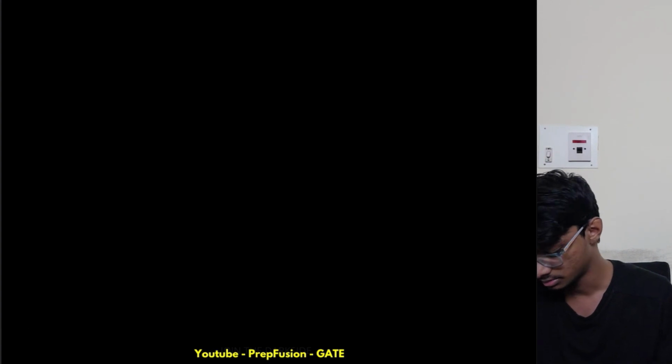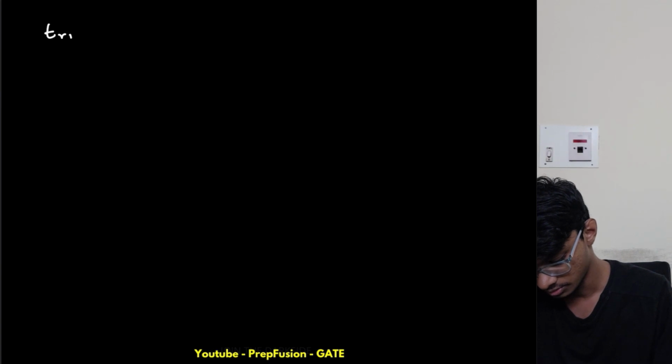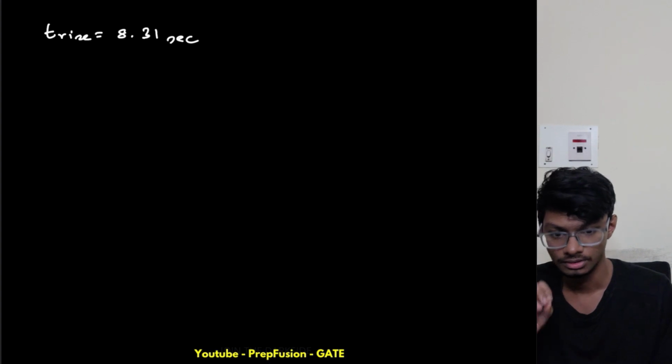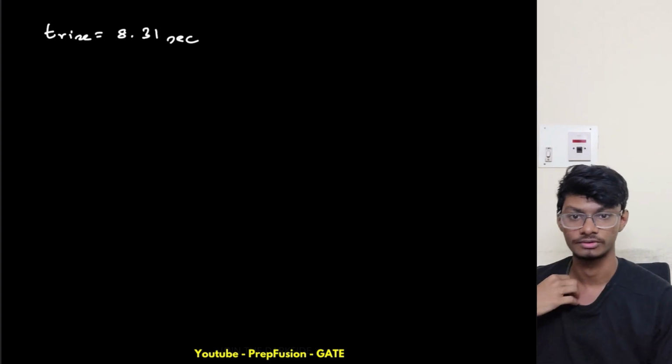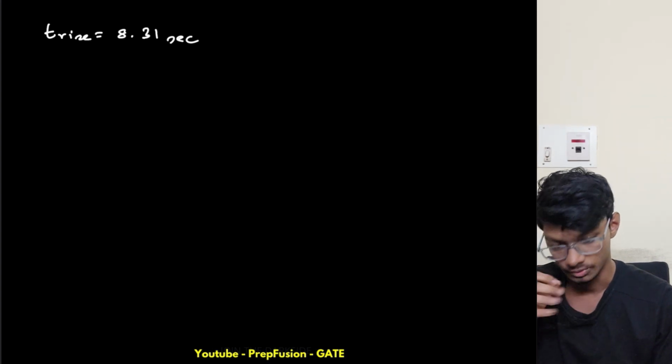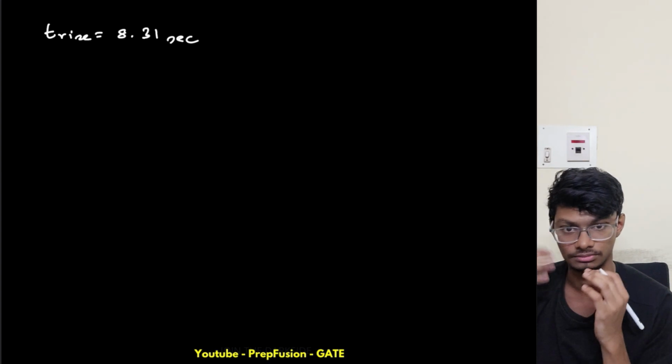It's written on the copy, so it basically comes out to be somewhere around t rise equals 8.31 seconds. Keep in mind, you have to use your GATE calculator. Whenever you're solving questions, always use your GATE calculator. Don't use anything else, because that will help you precisely in the real exam. If you don't practice from now, you won't be able to practice at the end stage. So it is very important.